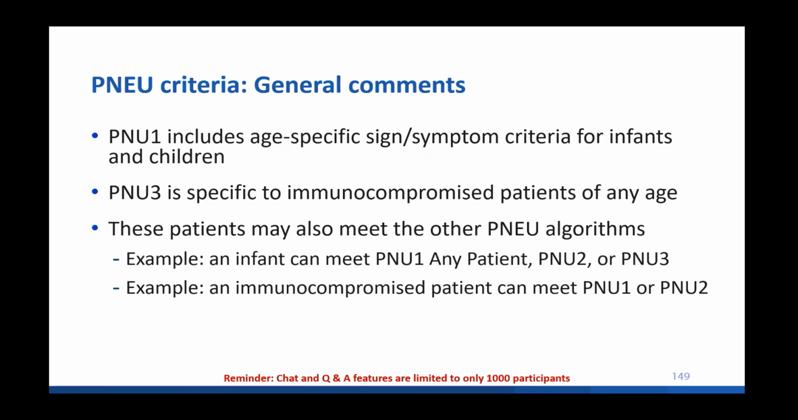When applying the pneumonia definition, remember, although there are specific criteria which can only be met by infants, children, or immunocompromised patients, these patients can meet any of the other criteria. For example, an immunocompromised patient can meet pneumonia 1 or pneumonia 2 or pneumonia 3.